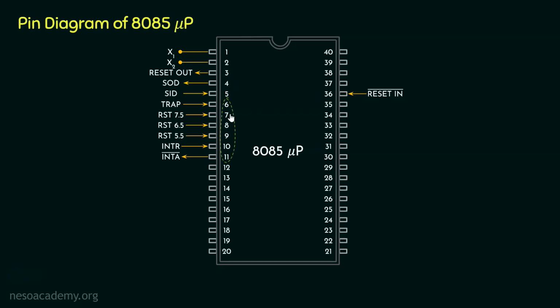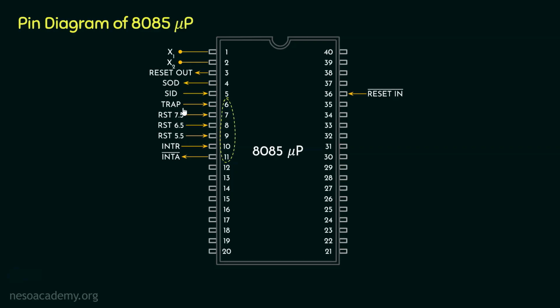Thereafter, we learnt about the pins 6 to 11, which are the interrupt pins. Now, from all these interrupt pins, TRAP is non-maskable. However, RST 7.5, 6.5, 5.5, and INTR, all of these are maskable. Now, TRAP is set high by critical situations like power failure or hardware malfunction, whereas the RST or restart interrupts are used by software instructions. Coming to INTR, it is generated by the devices like keyboard and mouse.